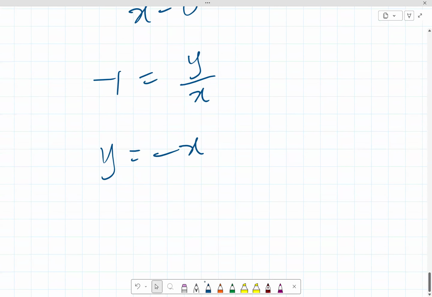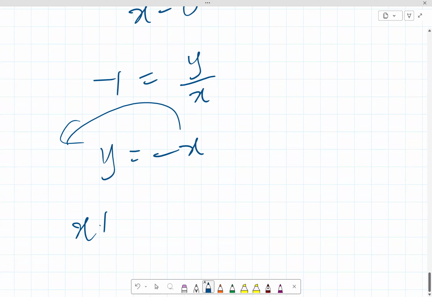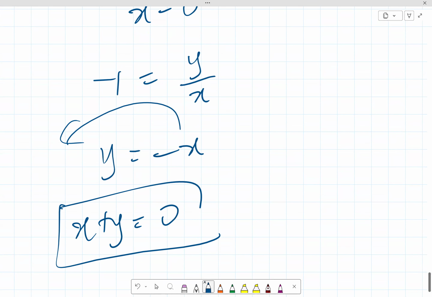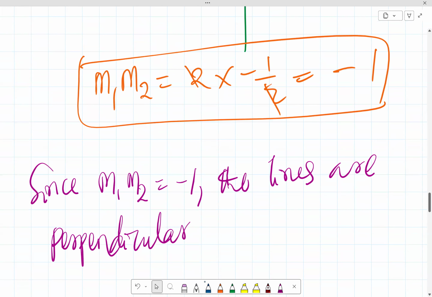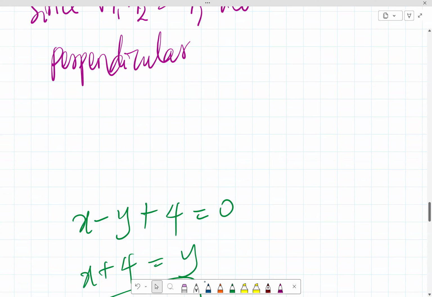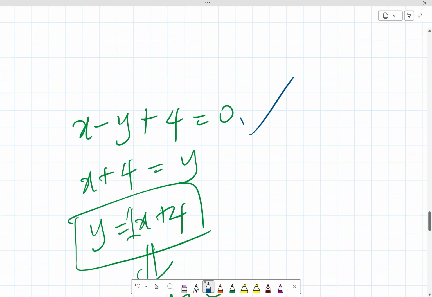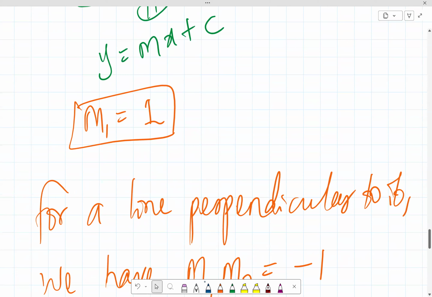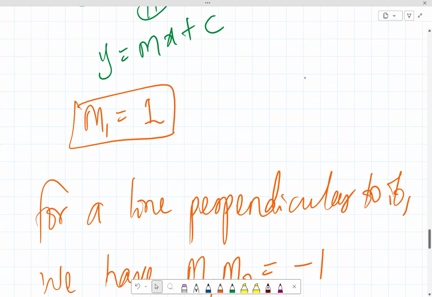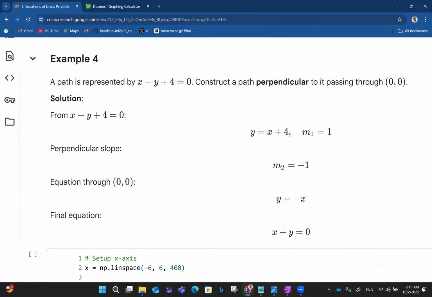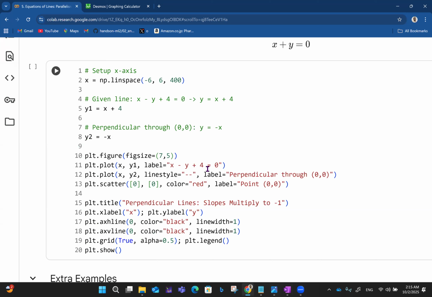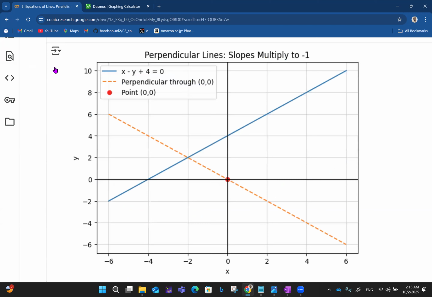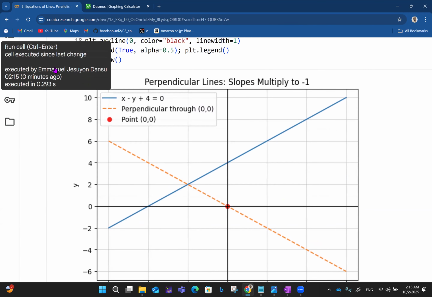In general form, the x can come here, so you have x plus y equals 0. So you can say that x plus y equals 0 is perpendicular to x minus y plus 4 equals 0. Taking it back there, you can see how to approach it using Python code. I'm not dwelling so much on the Python, but you want to study it to see how that goes. So we see these two lines are perpendicular.